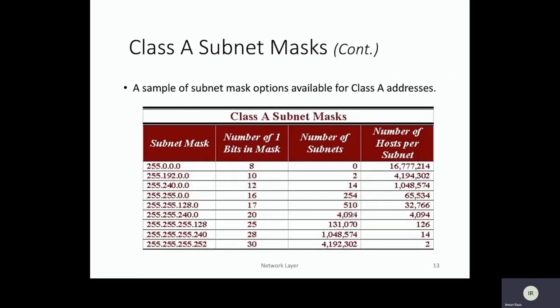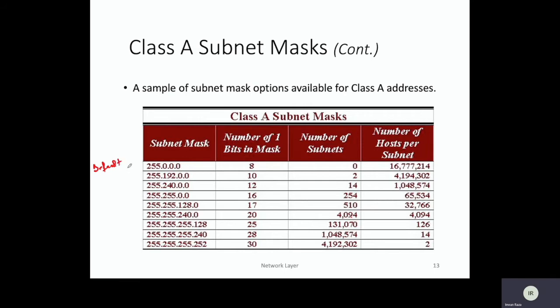And let's try to understand the borrowing of the bits and creating subnets and see how we calculated using this table of class A, right? So for example, look at the first column. Here we have the subnet mask, and what is this subnet mask in the first row? Yes, you're right. This is the default subnet mask. So this is the default value.